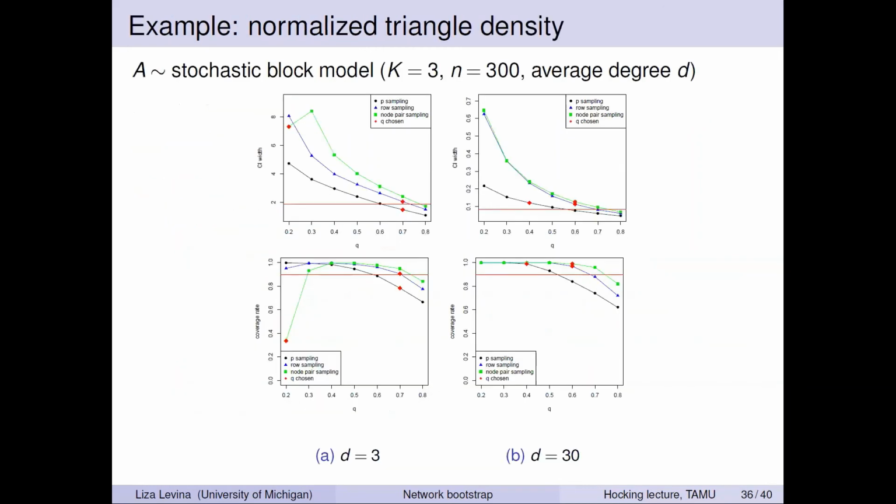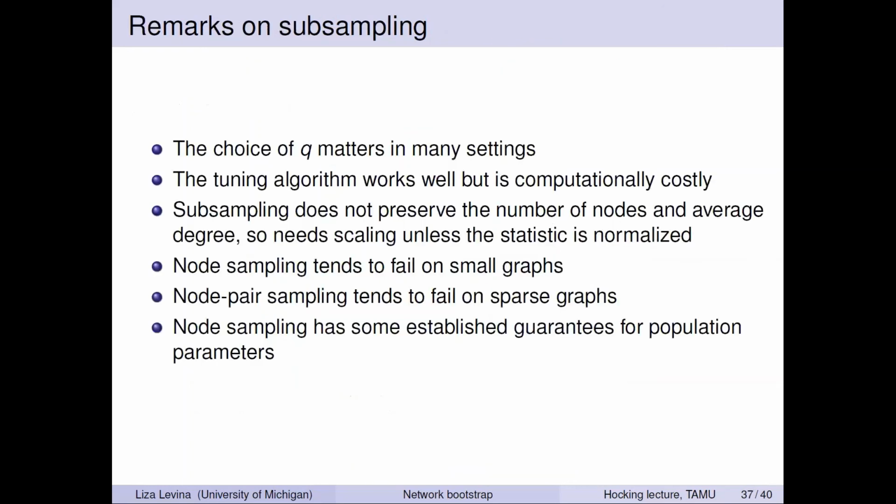And then you pick the one that gives you the best alignment, but it does work quite nicely, we found, at least for the things that we tried, which are still local. So like for normalized triangle density. I won't go into the details of the simulation, and this is still a work in progress, that paper is not finished, but some intermediate conclusions are that the choice of Q matters, and the choice of the sampling scheme also matters. This algorithm that we have can be used, but it's computationally expensive, so maybe we can do something better.